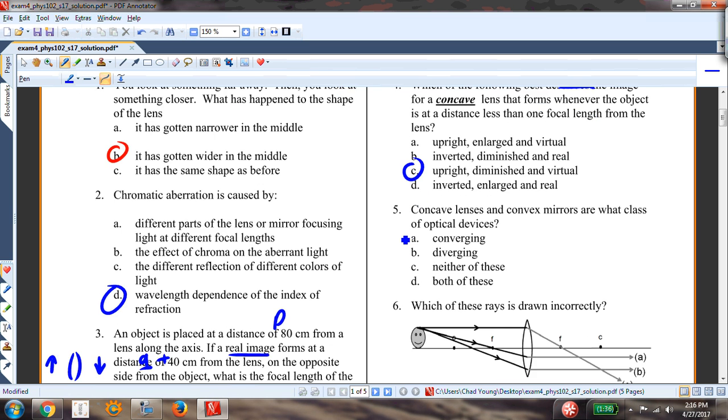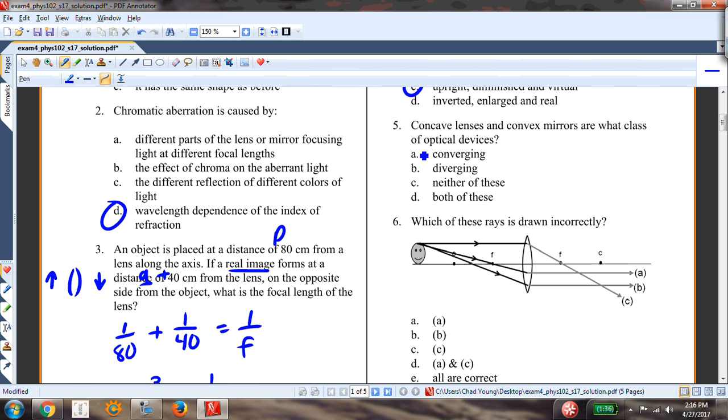So C is right. Concave lenses are like this. Convex mirrors are like that, like a security mirror. These are both diverging devices. They cause light rays to diverge. Both of these do.